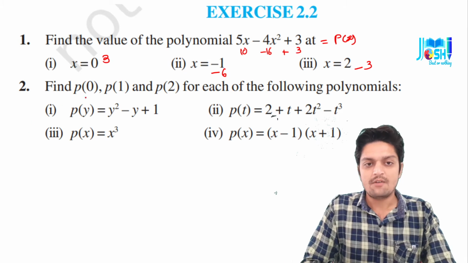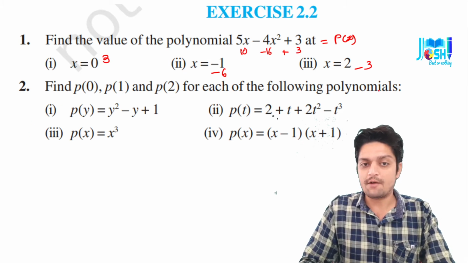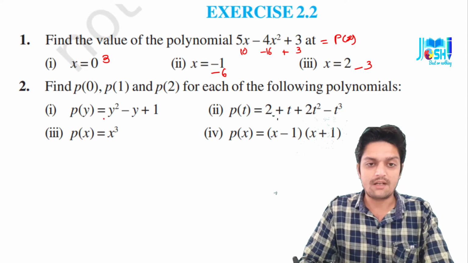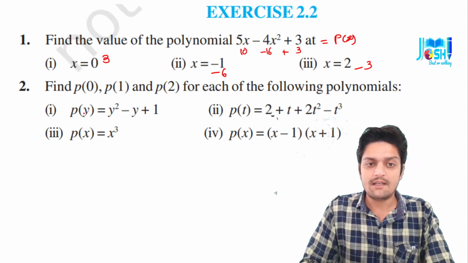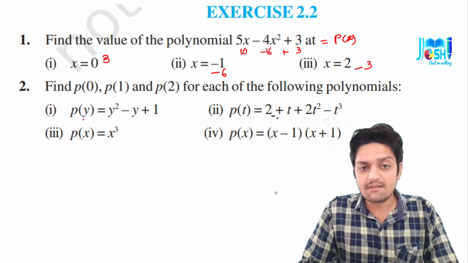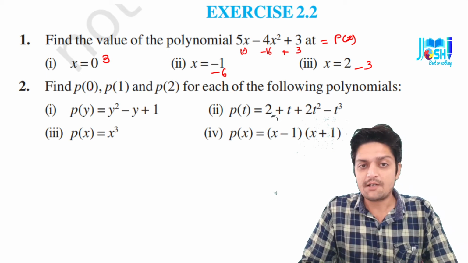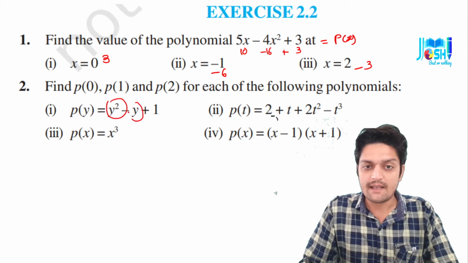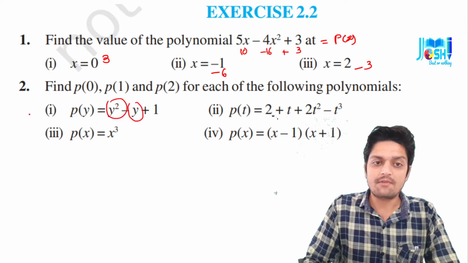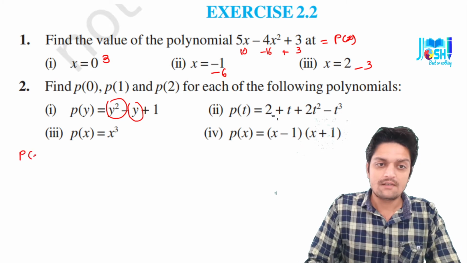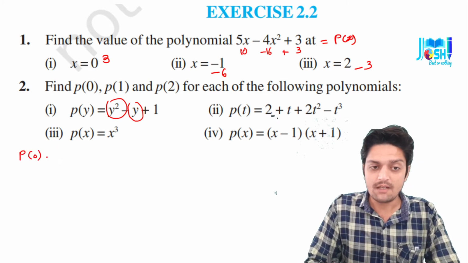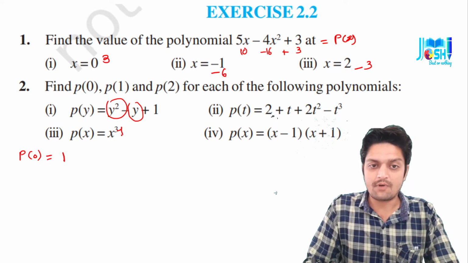Now second question, find p of 0, p of 1 and p of 2. Here we have to find for this polynomial. So p of 0 means, where you see this polynomial is given in terms of y, where you see y, you have to put 0. So here 0, again 0, so the value you will get is 1. So p of 0 is equal to 1. As well as p of 1: you have to write 1 because 1 square is always 1, minus again 1, plus 1. So 1 and 1 will cancel, so p of 1 is also 1.